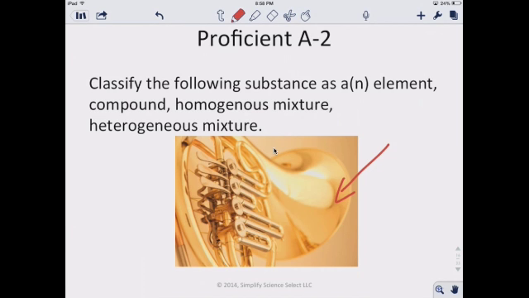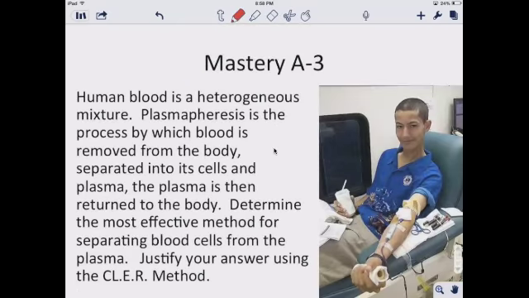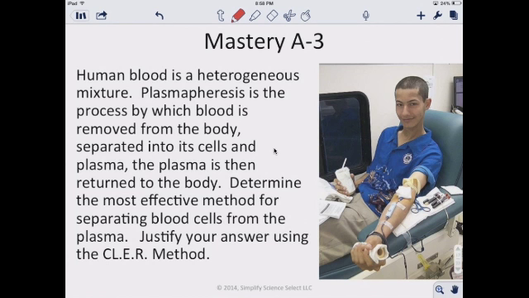It just looks like one continuous thing. So since it is a mixture and you can't see anything floating in it, that's a homogeneous mixture. And then lastly, it says the human blood is a heterogeneous mixture.